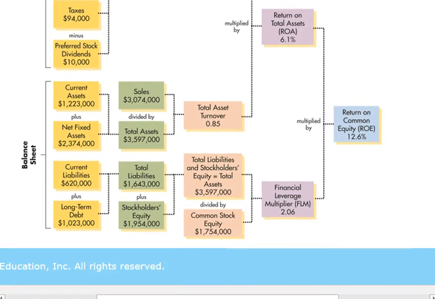Back here, to go back, if the problem isn't assets, it's leverage. It may be the fact that your company is not leveraged enough.